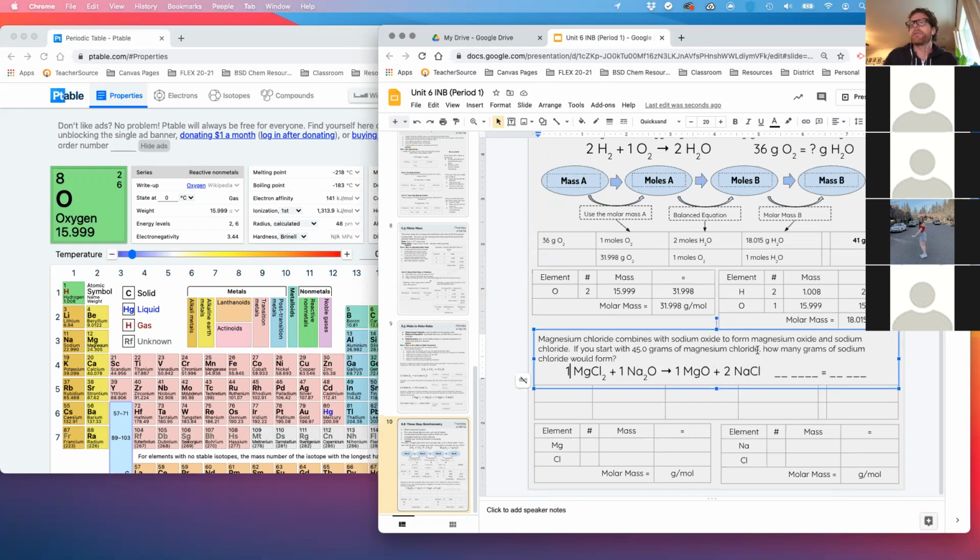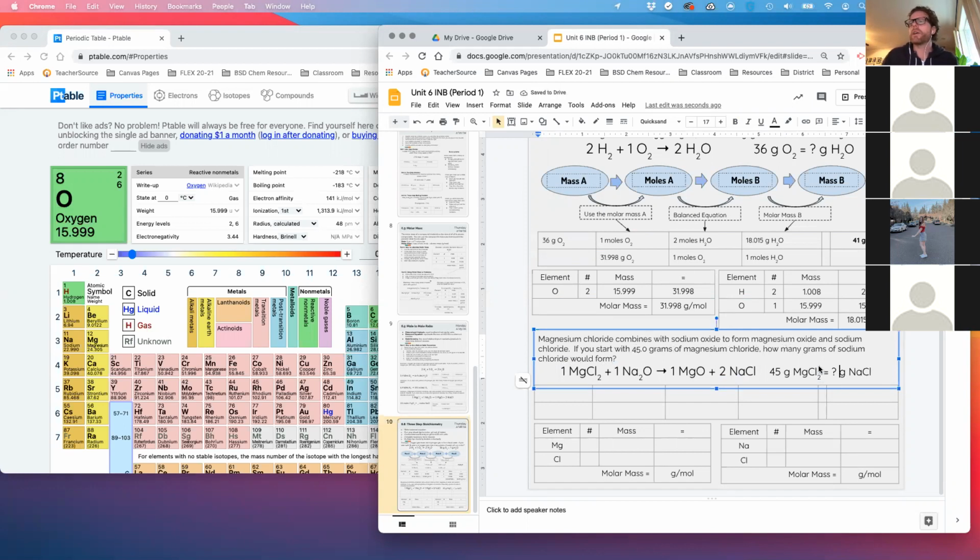Next step is I'm going to write down what I have and what I want. So I read the problem. I have 45 grams of magnesium chloride. So I'm going to say 45 grams of magnesium chloride. And I want to know how many grams of sodium chloride. How many grams of NaCl? That is what I'm trying to find out.